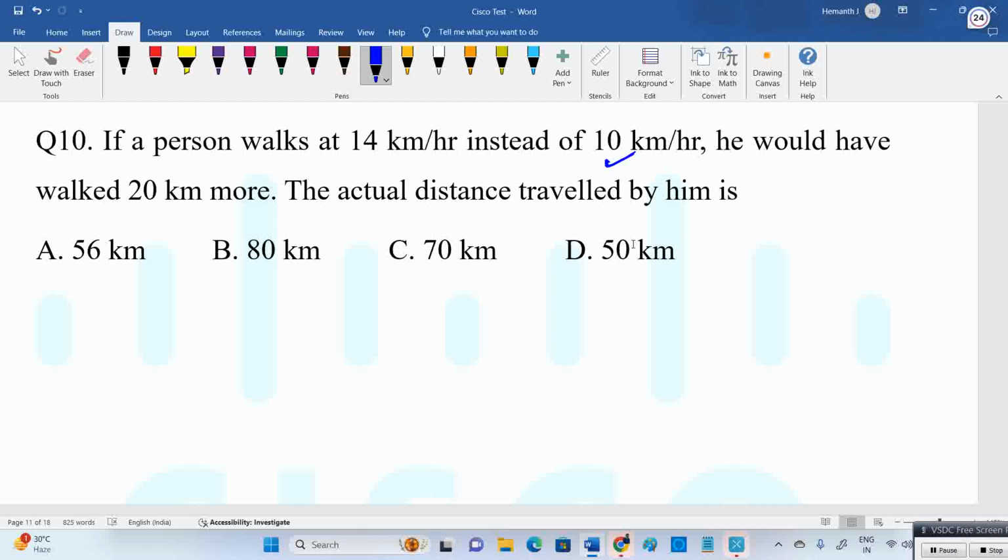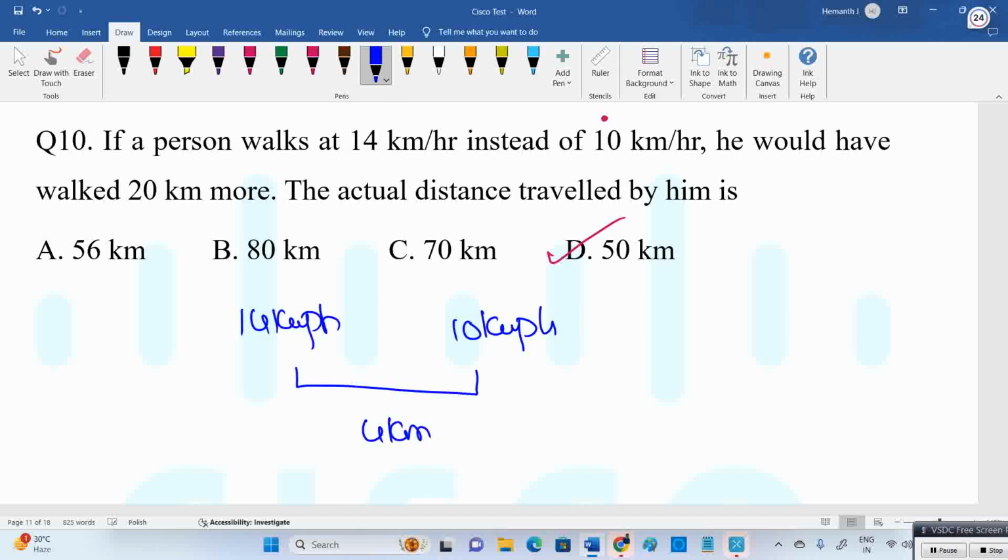Good question. Simple looks, but a good question. Yes, 50 kilometers is the correct answer. It's not because of 10 multiple; 80 and 70 are also multiples of 10. With 10 kilometer per hour, you need to think. See, here the very simple logic is 14 kilometer per hour speed, 10 kilometer per hour speed. What is the speed difference? 4 kilometers in 1 hour.